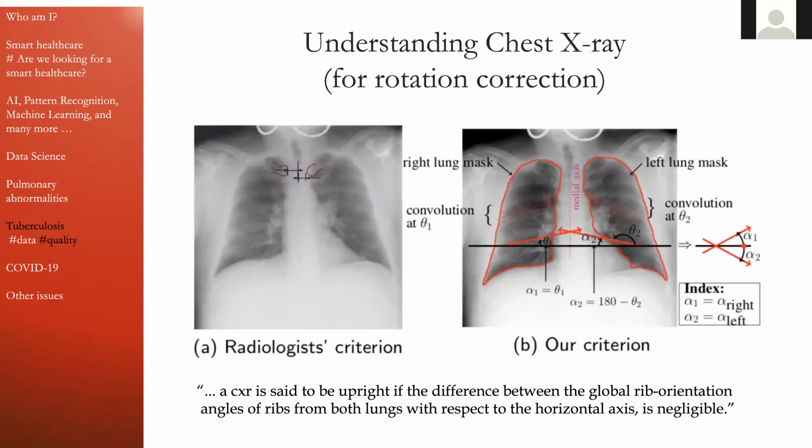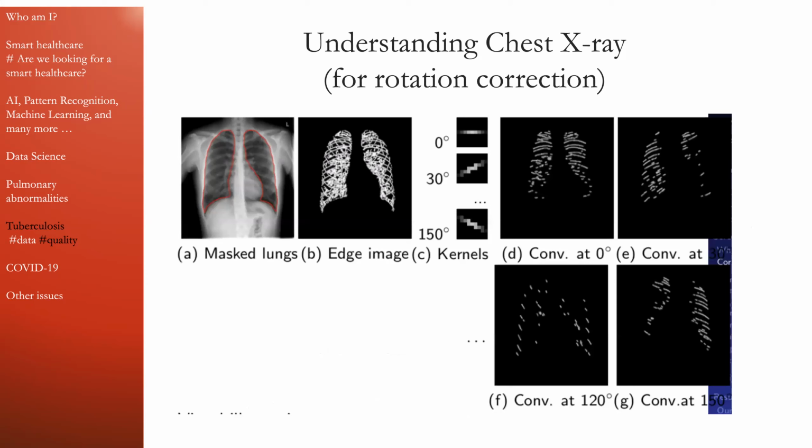So what we do is get the global orientation of the ribs from both sides with respect to the horizontal axis. And if they're equivalent, then we figure out there is no problem in terms of rotation. So that's the idea, the new idea. How am I going to do it? Because we're looking for lung sections, we do a region of interest, basically lung segmentation, and go for an edge map, right?